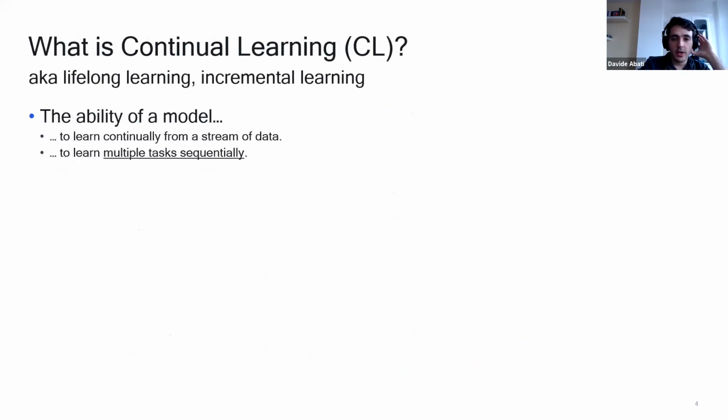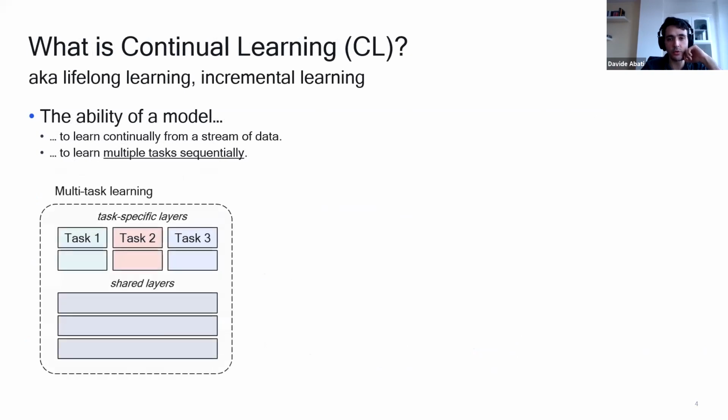So continual learning has many names. It's also called lifelong learning, online learning, incremental learning. And my favorite definition is the ability of a model to learn multiple tasks sequentially. I will get to what I mean by task. But first, I want to draw some contrast between continual learning and other transfer learning research areas.